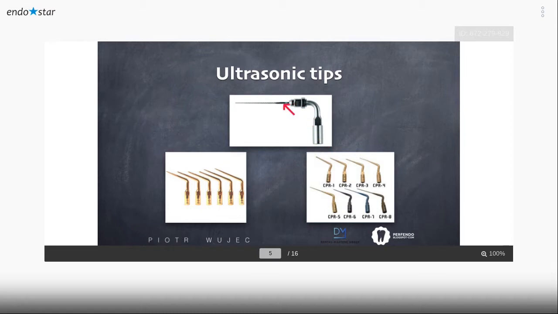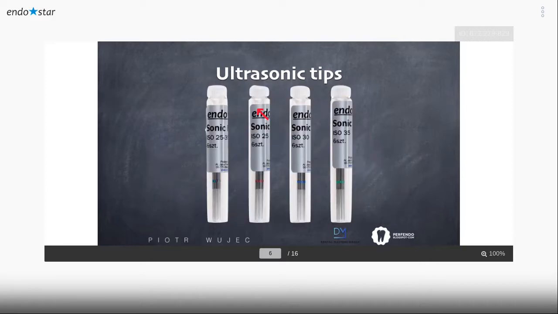And we can use more aggressive U files, for example. U files in cross-section are K files. So they cut not only at the end of it, but also at the sides of it. So we can quickly enlarge the canal above the broken instrument to see this file. But if we want to be more specific, more precise, we can change the U files into Endostar sonic files. They look like spreader files.